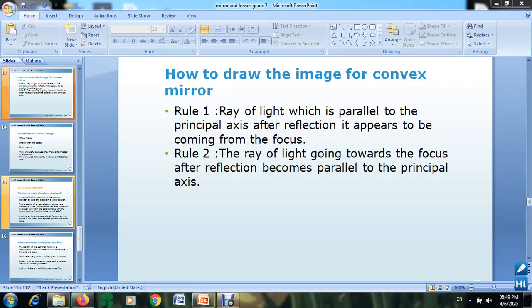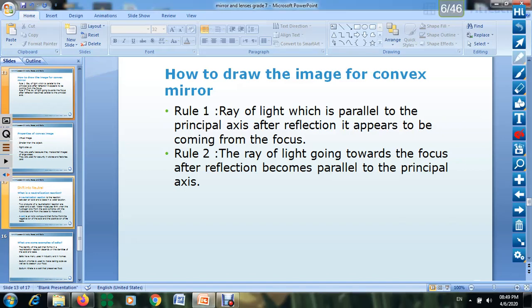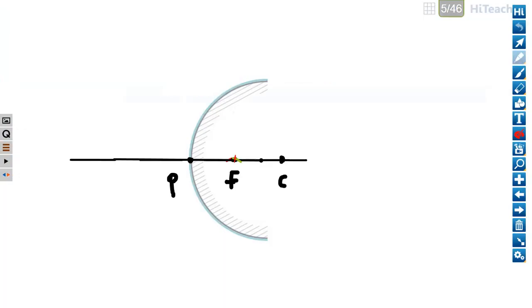To start talking about how to draw the image and how to know the properties, let's talk about the rules. Let's talk about rule number 1. Rule number 1: a ray of light which is parallel to the principal axis, after reflection appears to be coming from the focus. Look at this one. Imagine now there is a light. Okay, this is a light here.